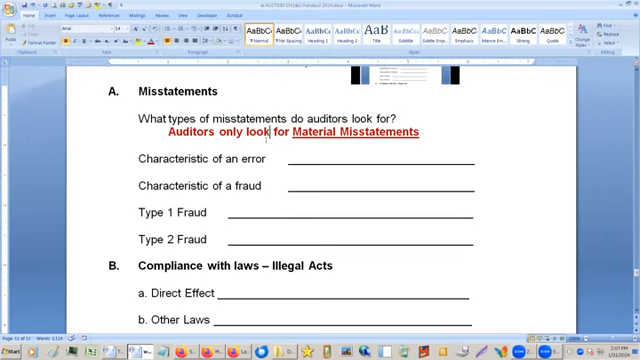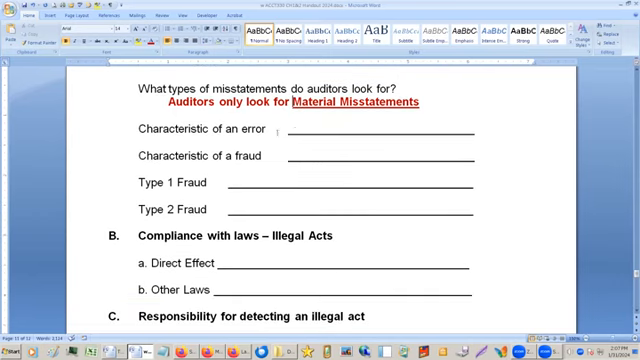Again, this is one of those things where the public has a different idea than what actually happens. They're only looking for those things that would be material to the average investor. Now that's a judgment call, but that's basically what we are looking for. And it doesn't matter what area we're talking about. It could be a misstatement due to legal problems, or due to whatever. We're only looking for those things that are material.